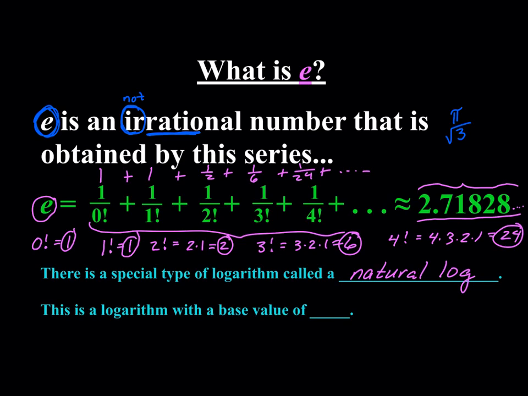And a natural log is written as y equals ln of x. And a natural logarithm is a logarithm with a base value of e. So y equals ln x, which means natural log of x, is equal to log base e of x. Those two equations are the same equation, but we don't ever write it like this. We don't ever write log base e. It's always written as natural log of x.